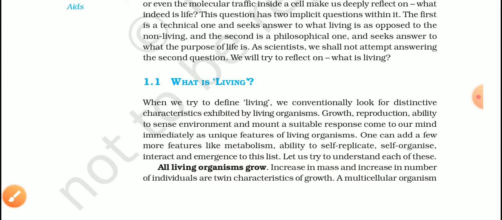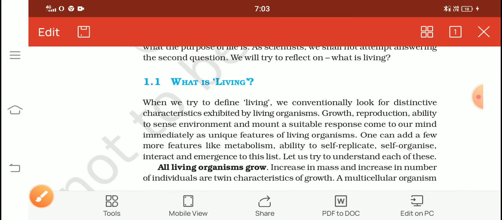Metabolism means anabolism plus catabolism. Ability to self-replicate: we know that there is replication of DNA, and that is why growth occurs in a living organism. Self-organize: there is a systemic organization of the organs and tissues. Interact with the environment: when there is winter, our body shivers. That means we adjust with the environment.